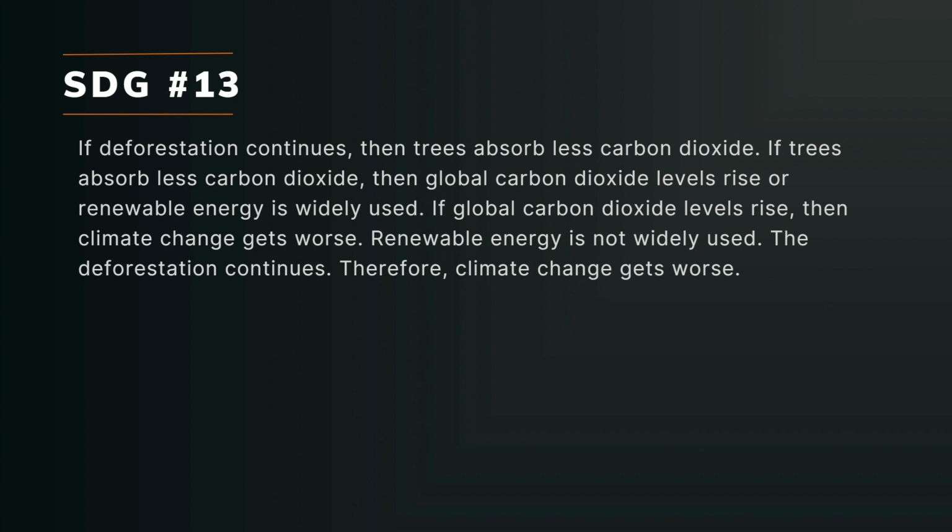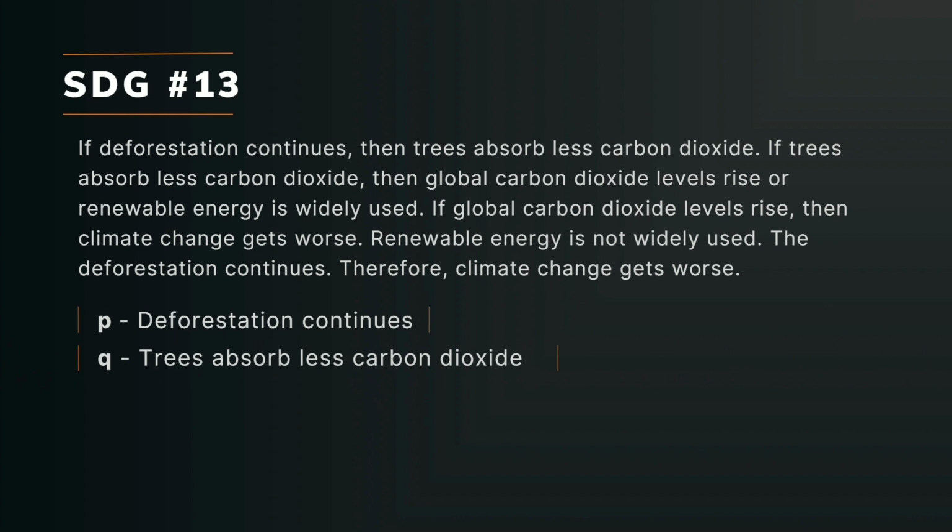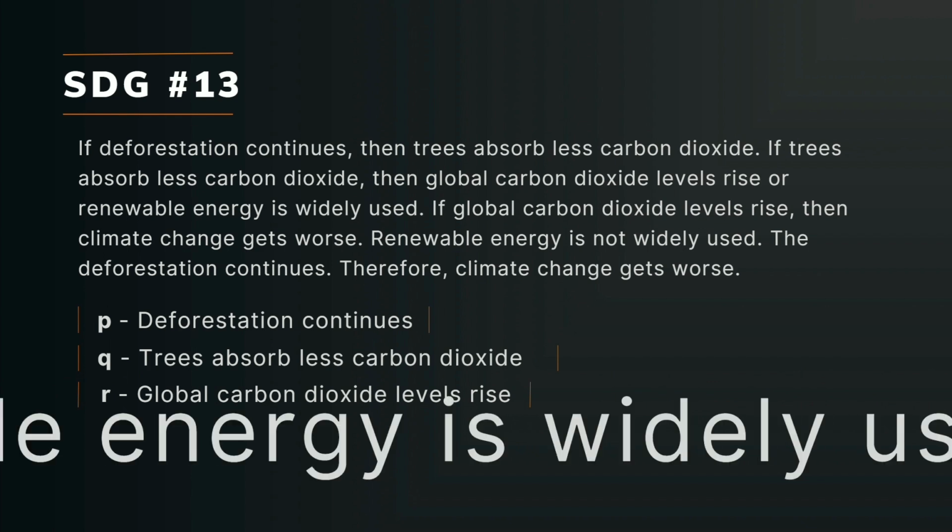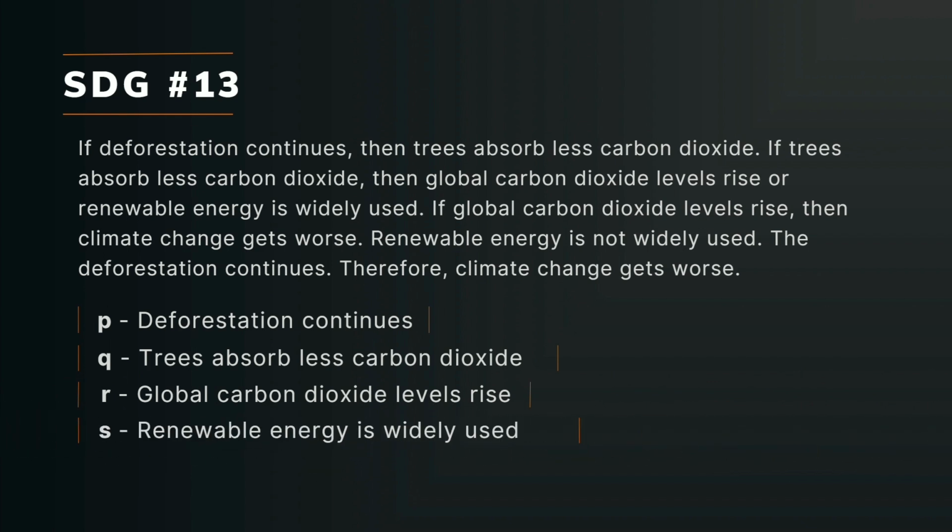So these are the variables in this statement. Let P be the deforestation continues. Let Q be the trees absorb less carbon dioxide. Let R be the global carbon dioxide levels rise. Let S be the renewable energy is widely used. And the last one, let T be the climate change gets worse.